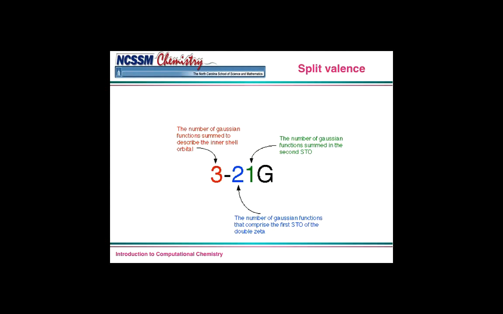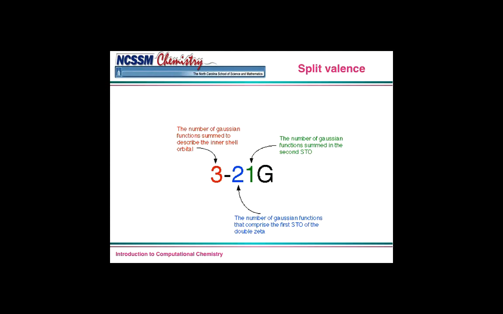Okay, this will now bring us to what's called a split valence basis set. And you've seen this before. For example, a classic example is 3-21G. It's actually better pronounced as "three-two-one G," but we call it 3-21G. What we're going to do here, and the reason it's called split valence, is because there are two types of electrons. There are core electrons and there are valence electrons.